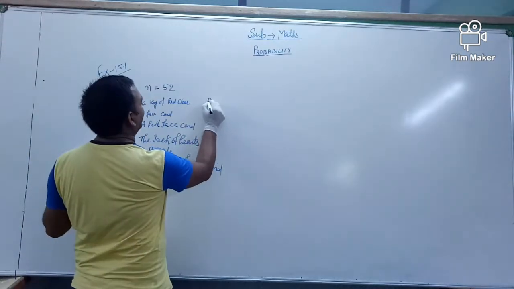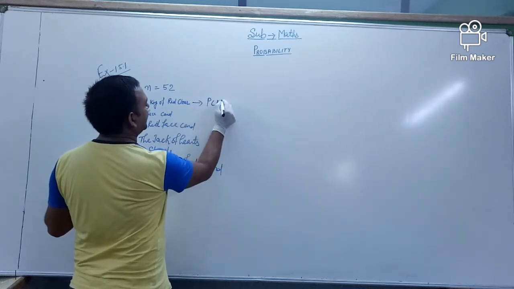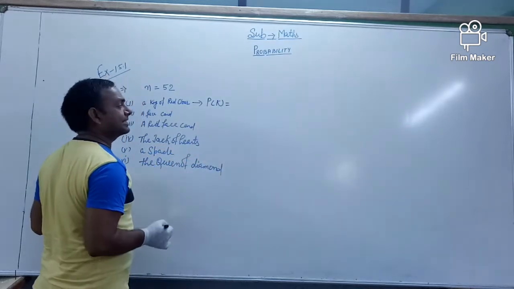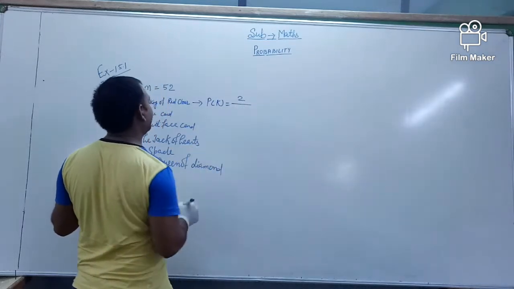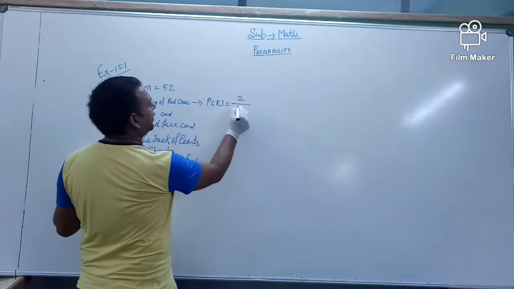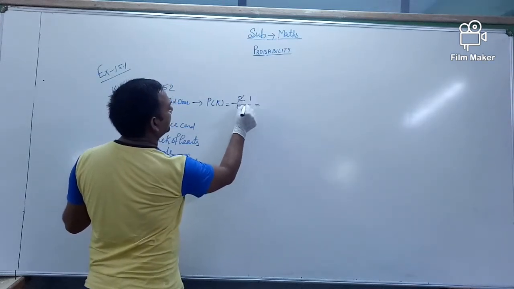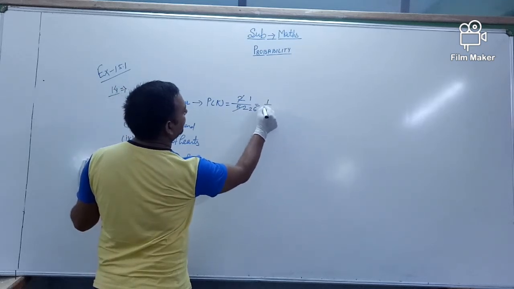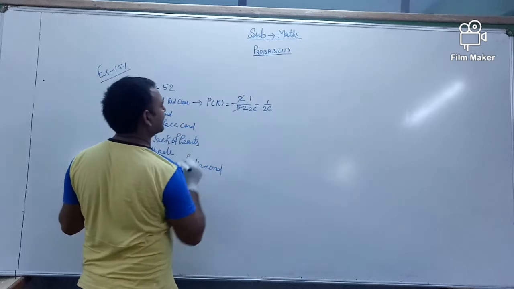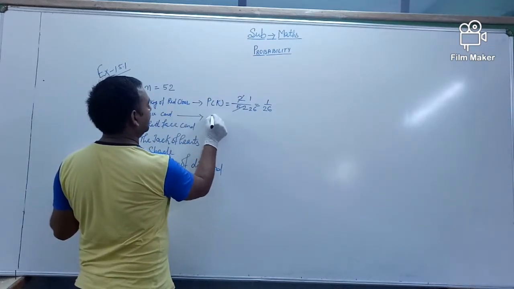So the probability of a king of the red color, P(K), is equal to 2 cards are king in red color, so 2 upon 52. Therefore 2 ones are 2 and 2 26s are 52, so this is equal to 1 by 26. This is the answer.